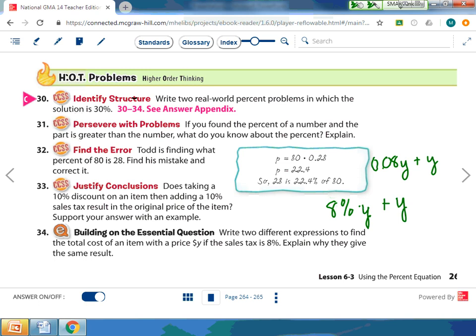They find the cost of an item with the price of y. Yeah, that would work. Because this is 1y, you're going to end up taking 1.08 times that amount, right? You're taking 108% of that number. So that would work. Anything else?